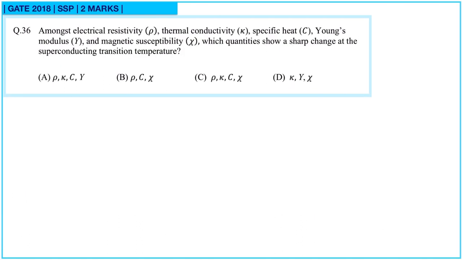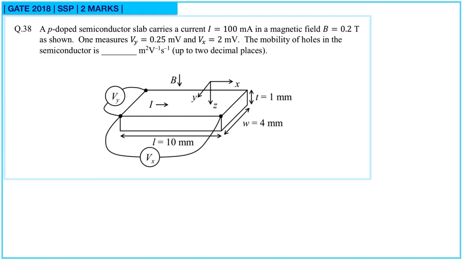Next question. Amongst electrical resistivity, thermal conductivity, specific heat, Young's modulus and magnetic susceptibility, which qualities show a sharp change at superconducting transition temperature? So at superconducting transition temperature, electrical resistivity changes, then specific heat capacity changes and magnetic susceptibility changes. So option B is correct. This question is based on pure theory. Option B.